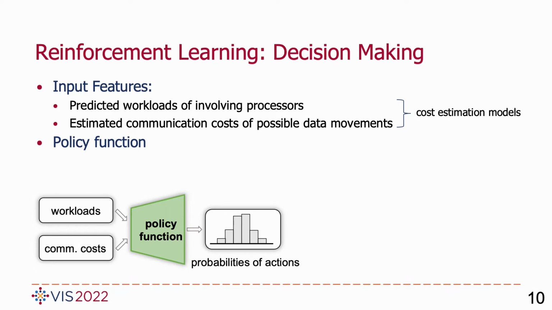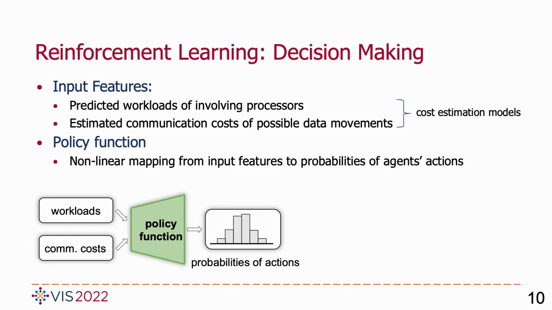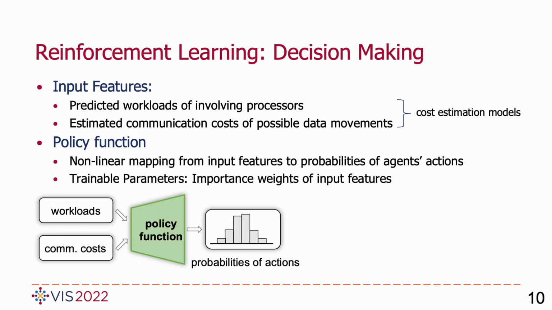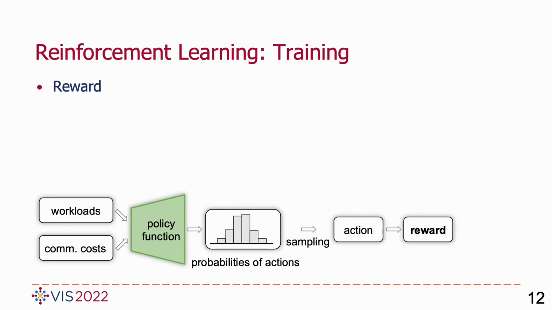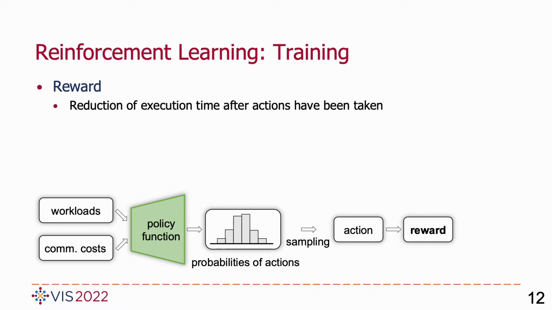A policy function maps the input features to probabilities of agents' actions nonlinearly, whereas processors with lower workloads have higher probabilities to receive data blocks. The policy function has trainable importance weights of the input features. Each agent samples an action based on the probabilities and makes the corresponding data movement. A reward is computed to assess the reduction of the execution time after actions have been taken.